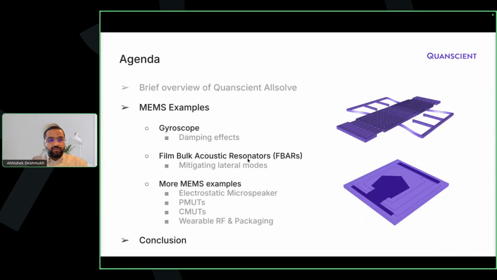All right, so that was about the Allsolve in general, what we can do and what we offer. Now let's dive into specific examples. The first example coming up is the MEMS gyroscope.